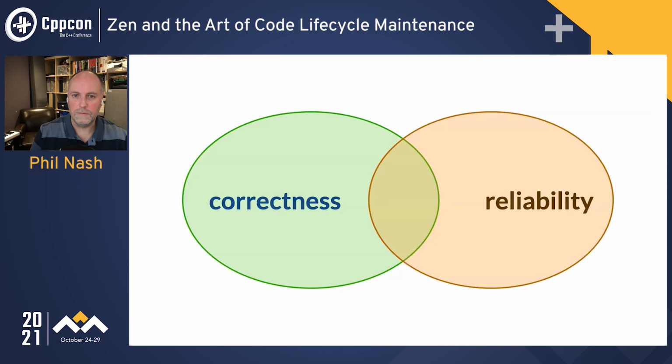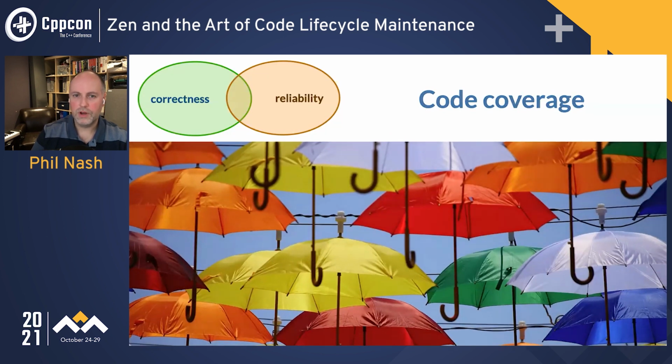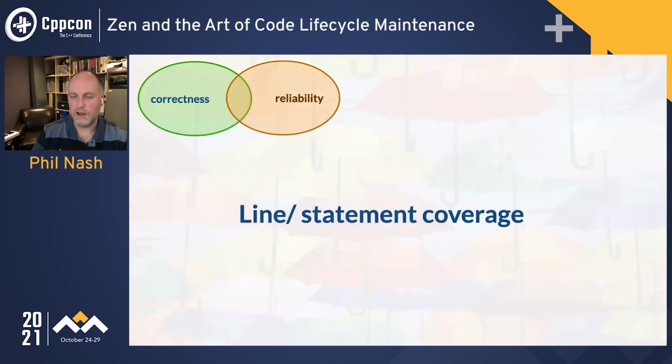I'm going to move on to the next intersection, this time between correctness again and reliability. Now, by reliability, I really mean how well covered your code is, particularly things like error paths or unexpected paths. So starting by talking about code coverage, if you've ever tried code coverage before, you know it mostly boils down to line or statement coverage, depending on which coverage tool you're using.